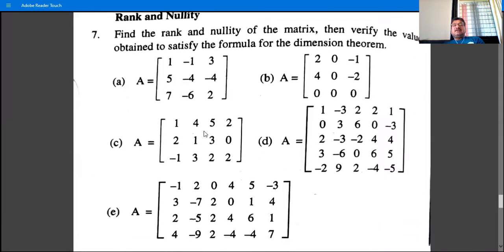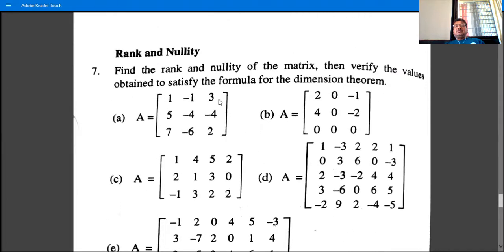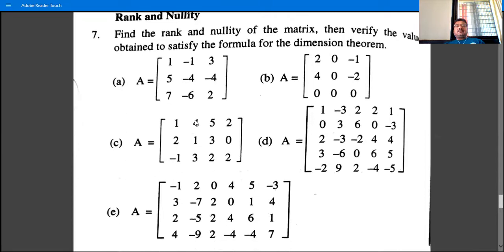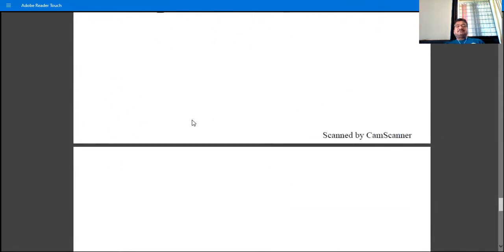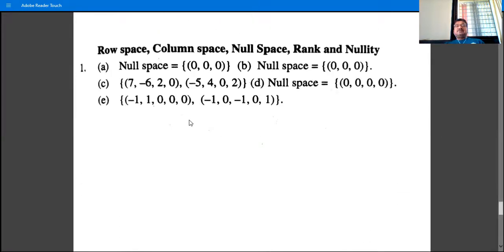So rank and nullity: again find the rank and nullity and verify that the values obtained satisfy the formula of the dimension theorem. That is, independently we have to find rank and nullity. In order to find rank, we will find the dimension of row space or column space. And in order to find nullity, find the basis for the null space of the matrix. So these are the examples.